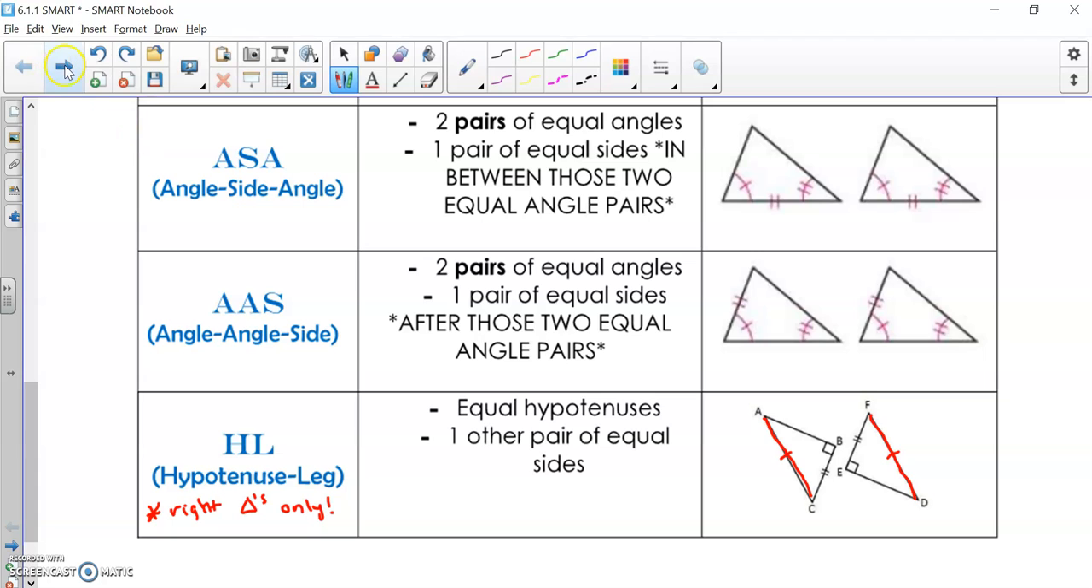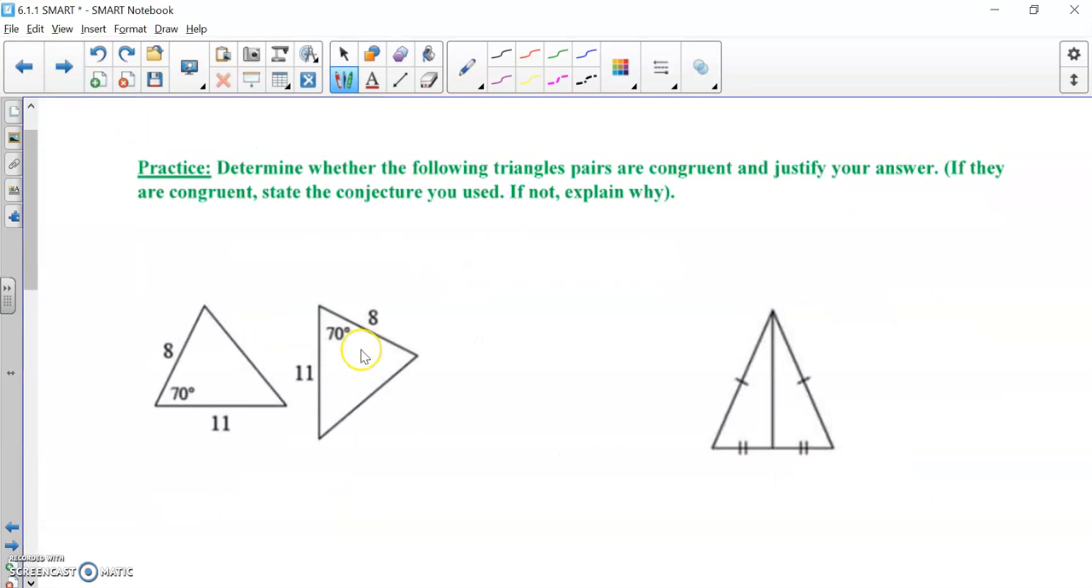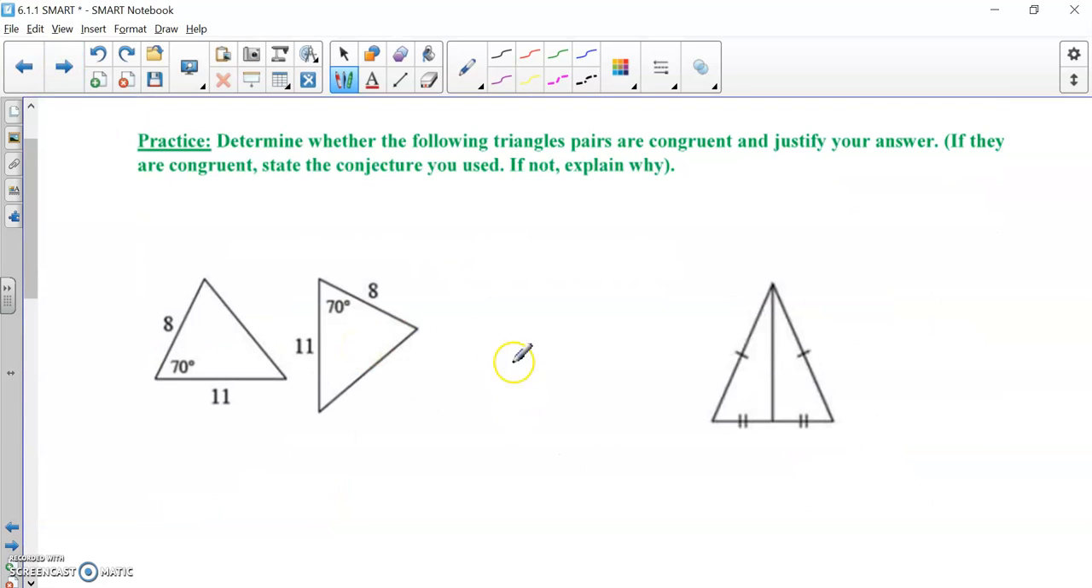All right, so let's try some practice problems. Our goal here is to take a look at these pictures and determine whether we think they are congruent, and if they are, we want to name the conjecture, and if they're not, we want to give some kind of explanation or reasoning as to why. So here we have some information, and we want to label the matching pieces. That's always helpful for me.